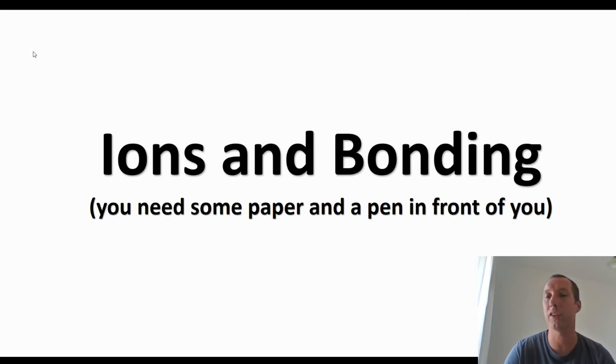In order to create a new product in a chemical reaction, we have to break bonds or make bonds. So it's important that we can understand how these bonds work. Today we're going to talk about one particular type of bonding, which is called ionic bonding. As well as needing to understand what bonding is, we need to understand what ions are.